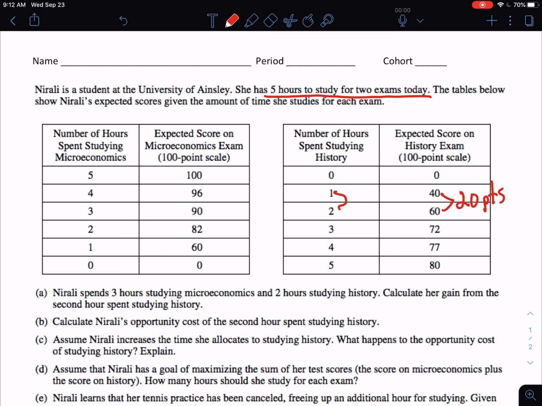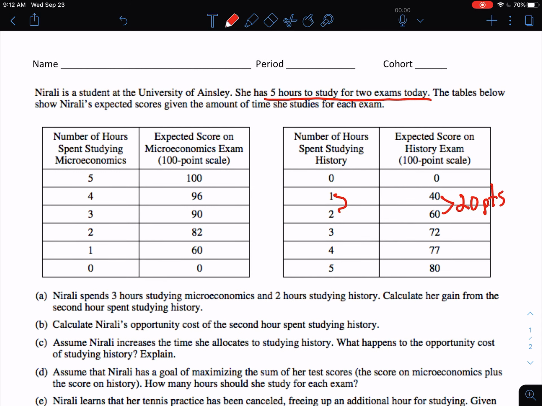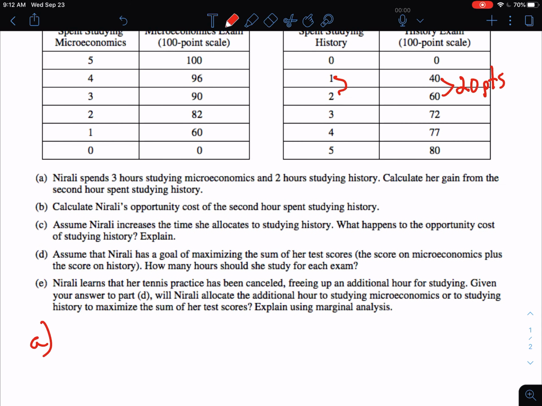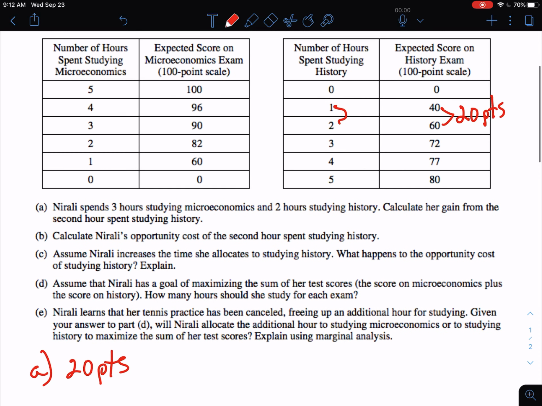So I'm going to break my own rule and write the answer. Actually, no, I'll do it down here. This is how you should always do it, in the big open white space at the bottom. So she gains 20 points. Now, you don't need to write any more than that. You don't have to phrase it in a complete sentence. This is economics. We focus on efficiency. So A, 20 points. That's all you need.